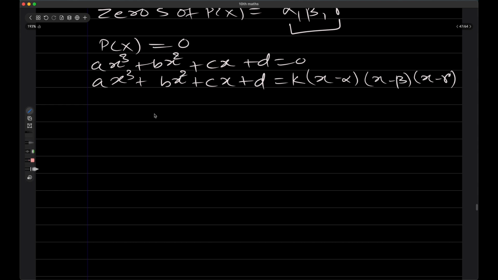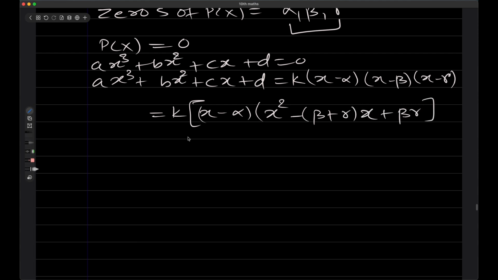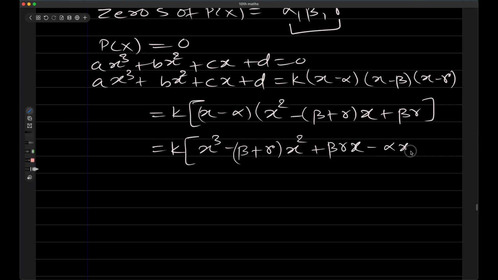Let us expand the right hand side, that is k into x minus alpha into x square minus of beta plus gamma x plus beta gamma, that is equals to k into x cube minus beta plus gamma x square plus beta gamma x minus alpha x square plus beta plus gamma into alpha x minus alpha beta gamma.